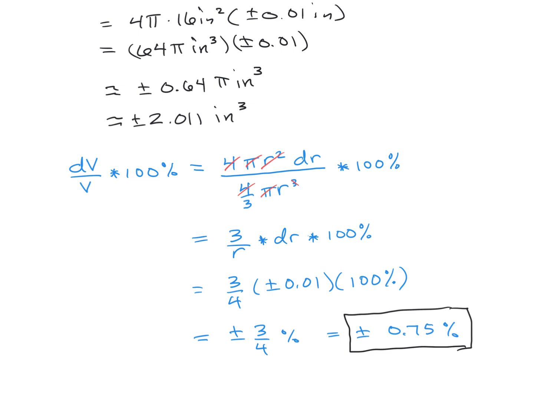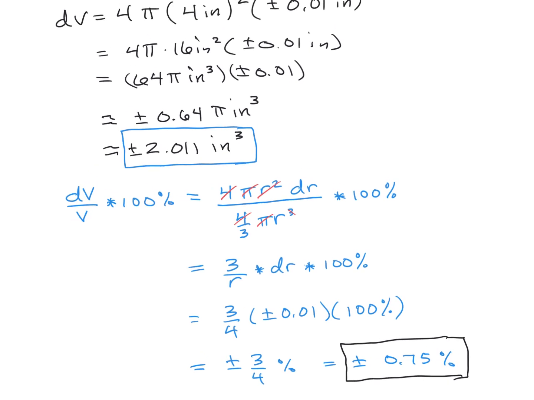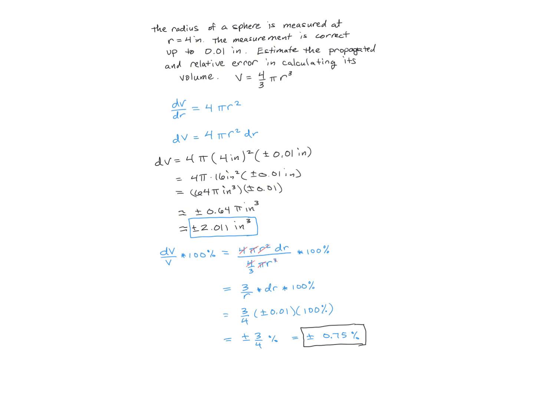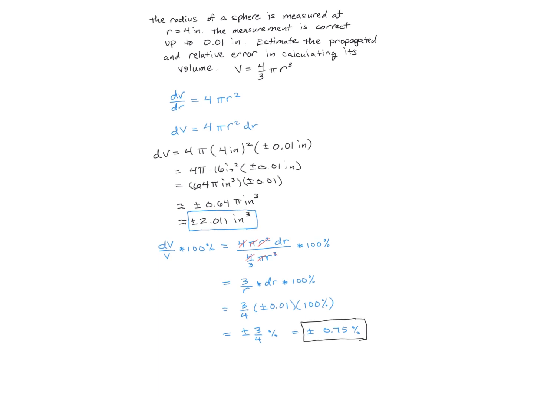All right, so again, we've got our propagated error, which is roughly 2 cubic inches, and then we got our relative error, which is 3/4 of 1%, plus or minus, of course. And that is the error in our calculations based on the measurement of 4 inches with an accuracy of 0.01 inches.